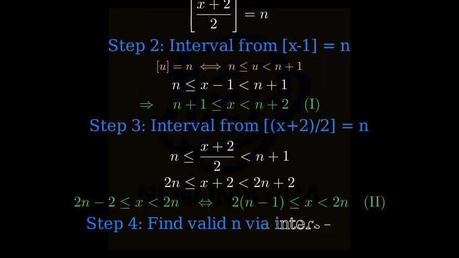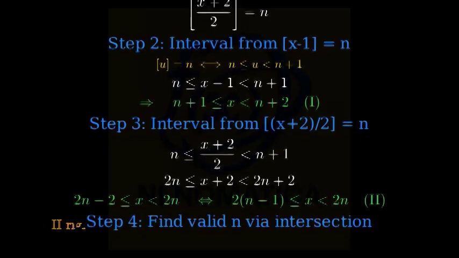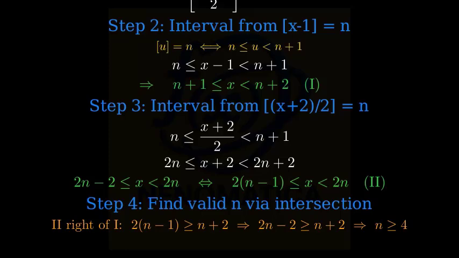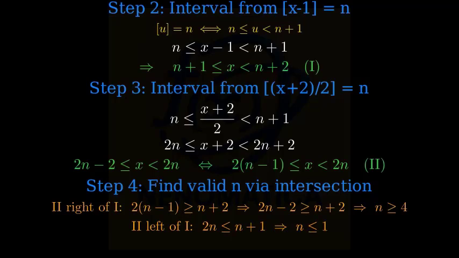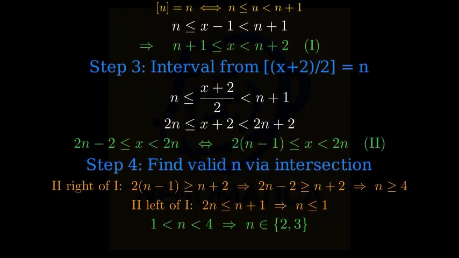Step 4. For solutions to exist, intervals 1 and 2 must intersect. If interval 2 lies entirely to the right of interval 1, then 2 times n minus 2 is greater than or equal to n plus 2, which simplifies to n greater than or equal to 4. If interval 2 lies entirely to the left of interval 1, then 2n is less than or equal to n plus 1, which simplifies to n less than or equal to 1. Therefore, the only integers that allow an overlap are n equals 2 or n equals 3.